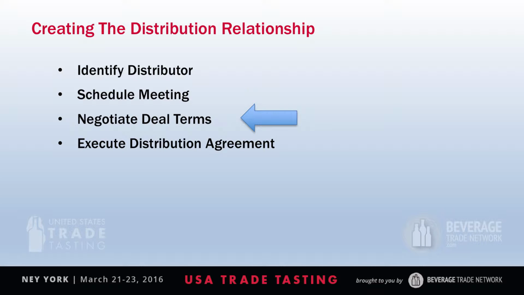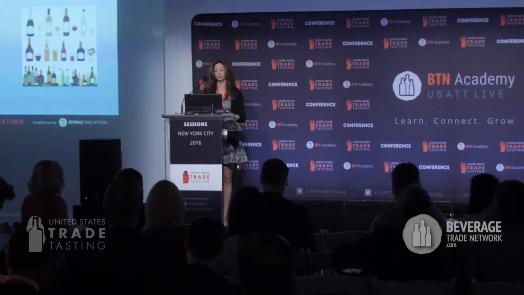Well, first you want to identify a distributor, schedule a meeting, negotiate your deal terms, and then hopefully execute a distribution agreement. So today what we're going to do is talk about some deal terms. I'm going to talk about 10 deal points to negotiate with your wholesaler. I'm going to use wholesaler and distributor interchangeably today.